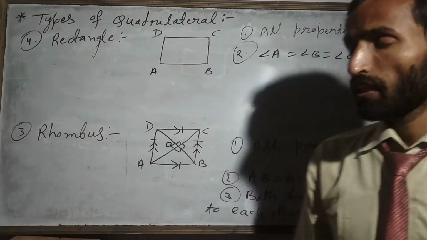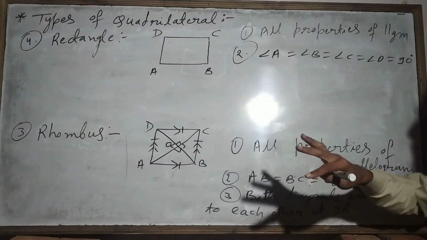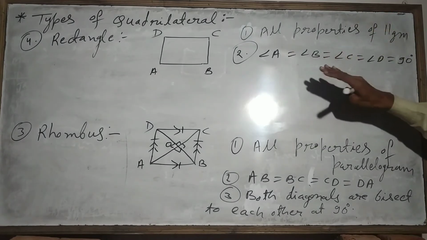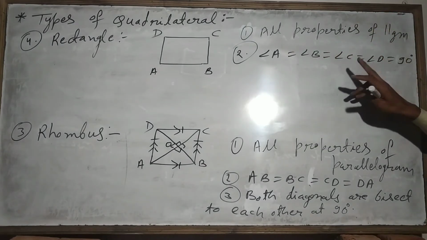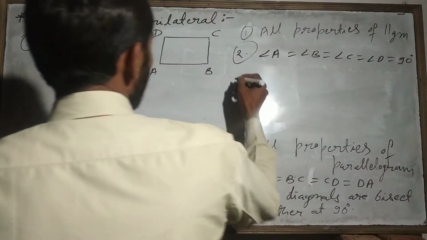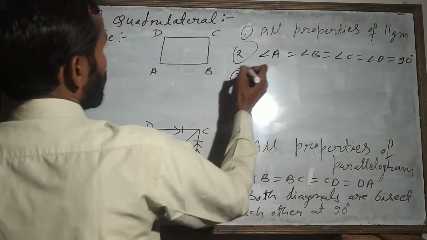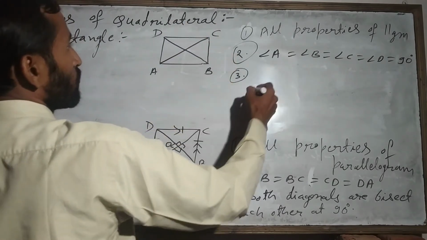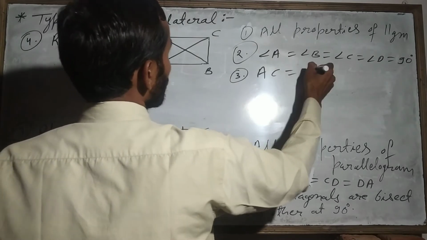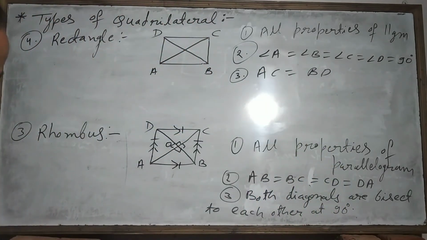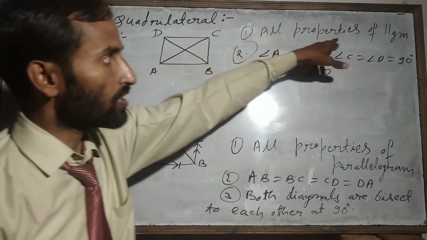Parallelogram and rectangle. In a parallelogram, it is not compulsory that all angles will be 90 degrees, but in a rectangle all angles should be equal to 90 degrees only. Here also the diagonals will be equal, meaning the length of diagonal AC is equal to BD, and they will also bisect each other. That's why I have written here all properties of parallelogram.